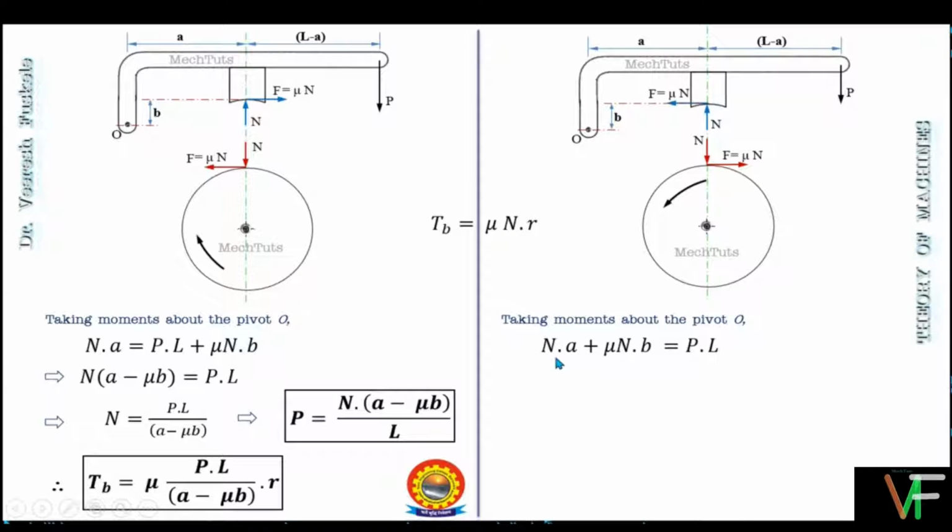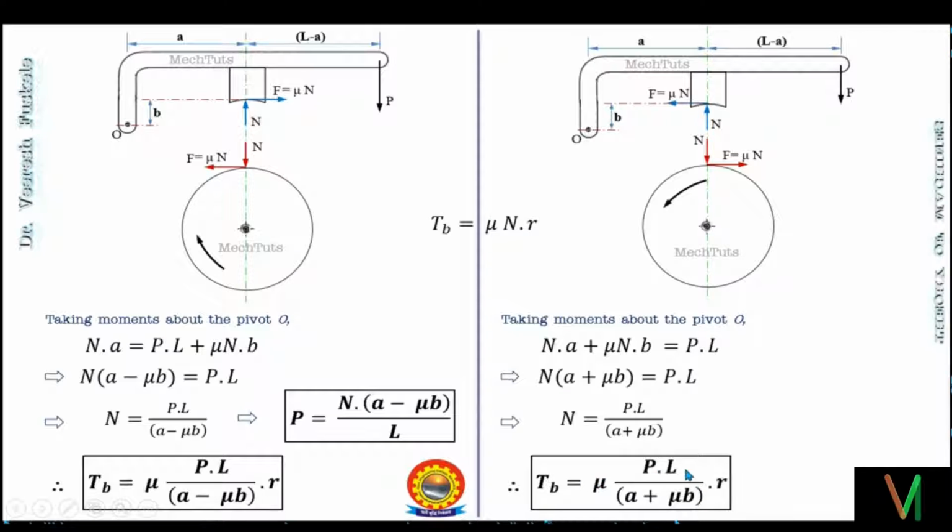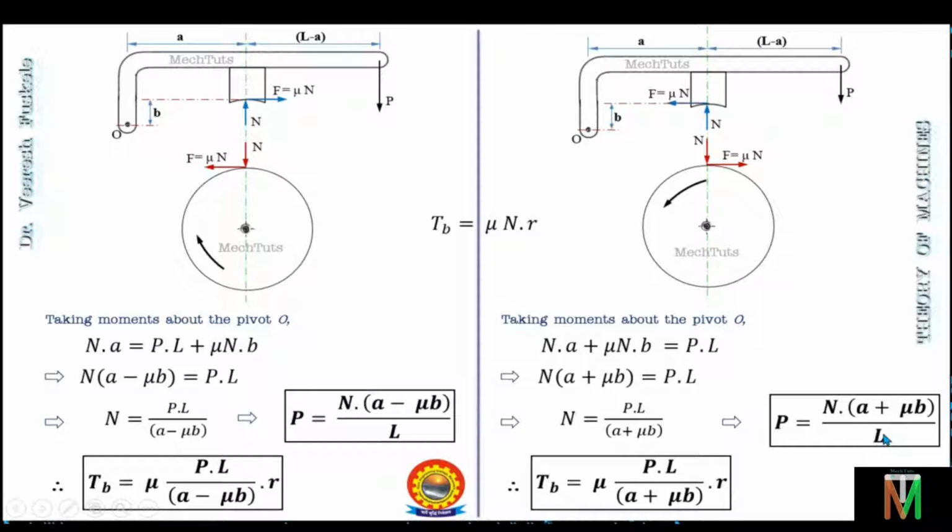So we will take N common from here. This gives N into (A plus mu B) equal to PL. So we get the value of N as PL upon (A plus mu B). Putting this value of N in the torque equation, we get the torque as TB equal to mu PL R upon (A plus mu B). Again, we can get the value of applied force from this equation: P is equal to N (A plus mu B) upon L.